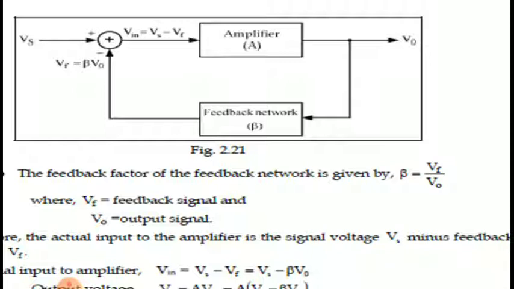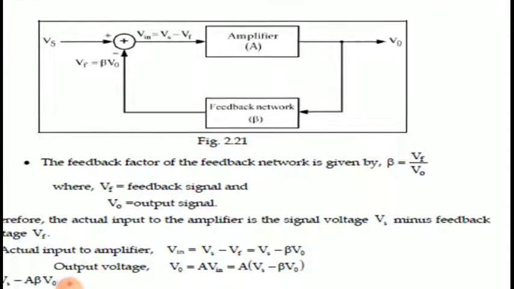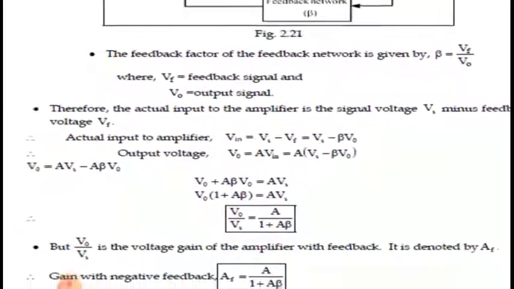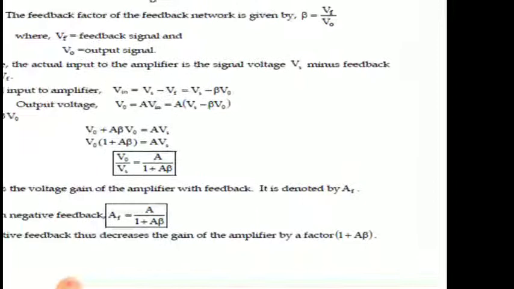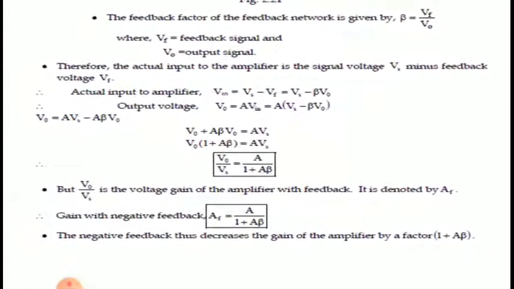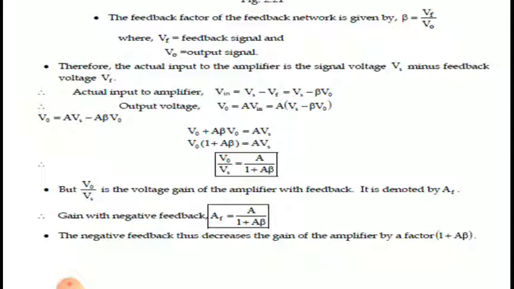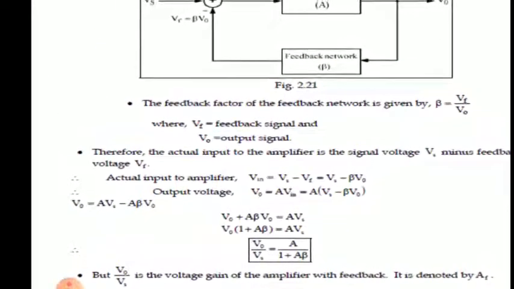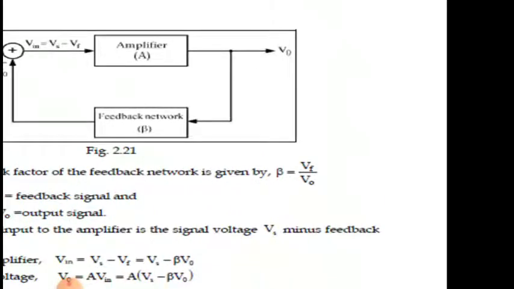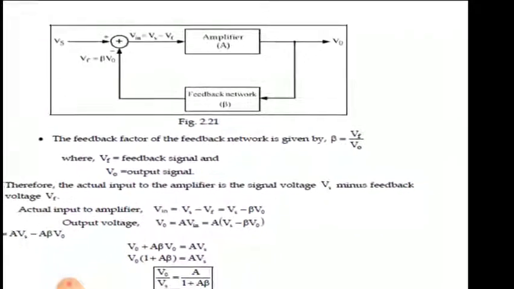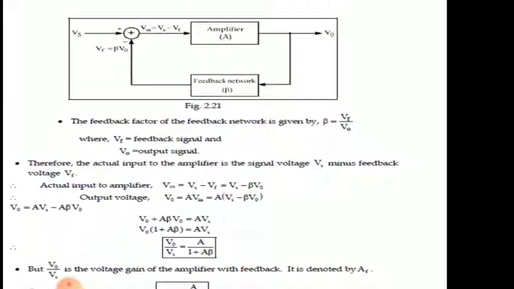The feedback factor of the feedback network is given as beta is equal to Vf by V0, where Vf is the feedback signal and V output is the output signal. Therefore, the actual input to the amplifier is the signal voltage Vs minus feedback voltage Vf. So the actual input Vin is equal to Vs minus Vf, which is Vs minus beta V0. And the output voltage is gain A into Vin, not the Vs, so A into Vs minus beta V0.